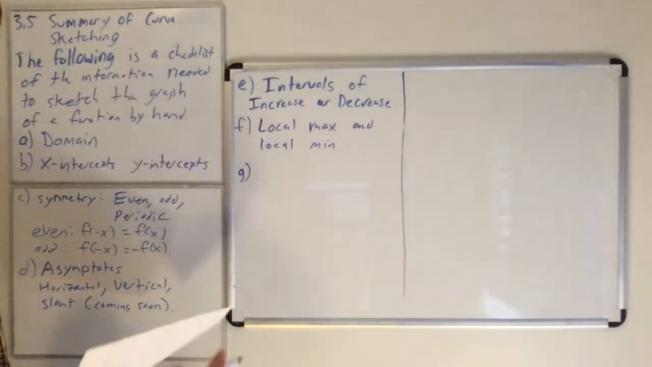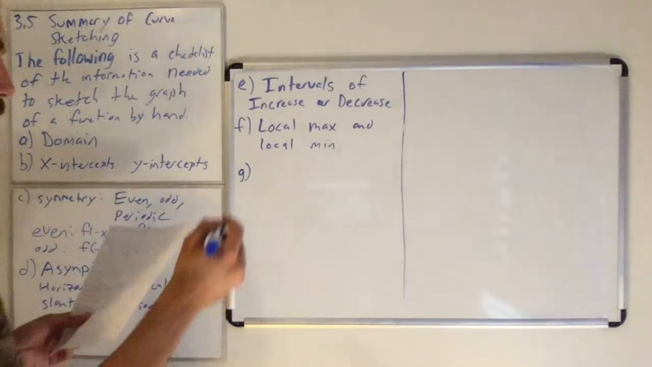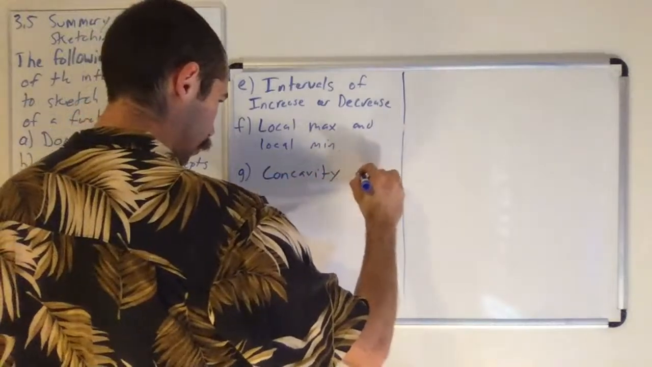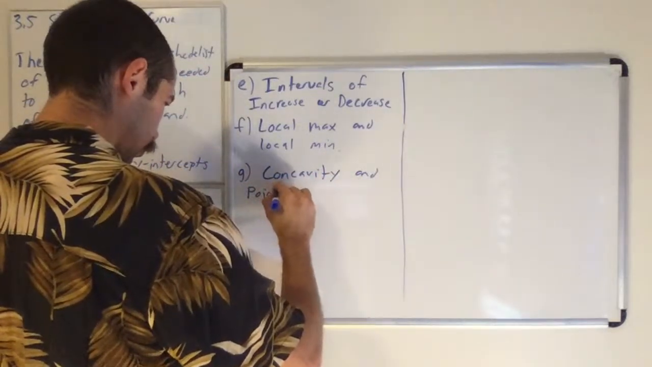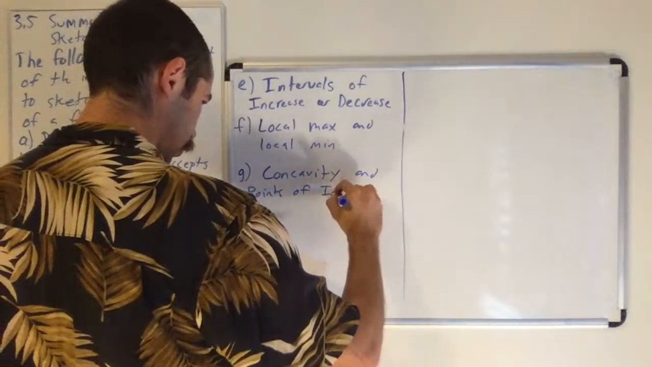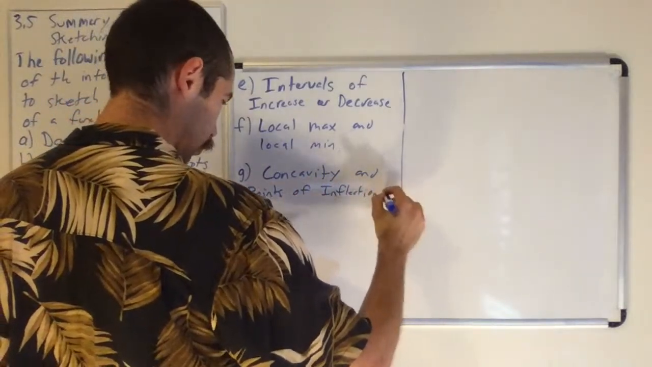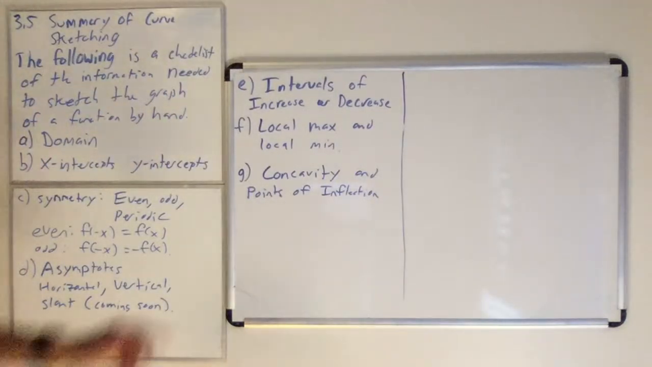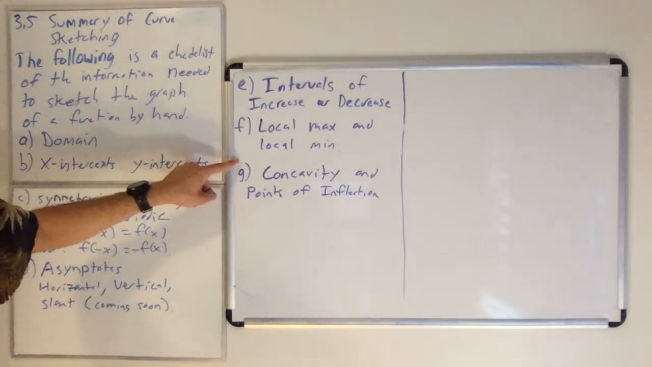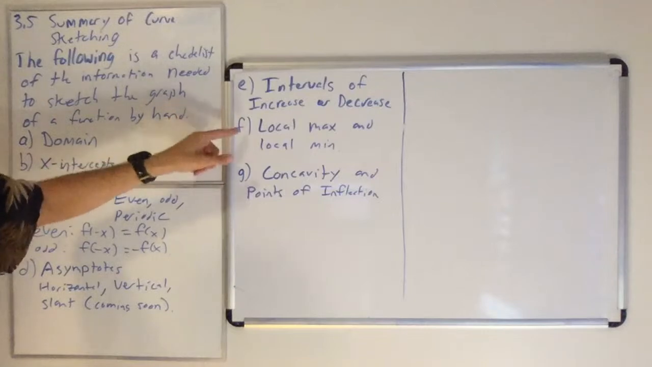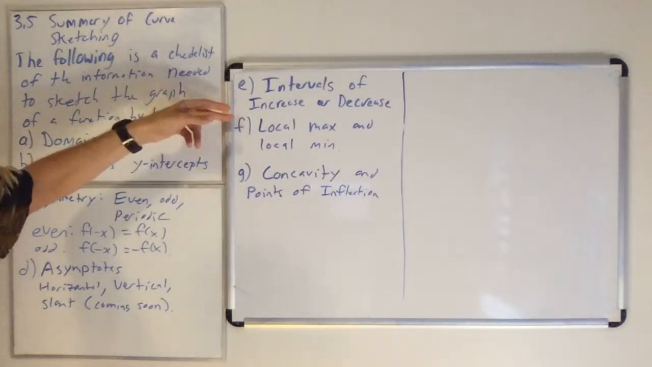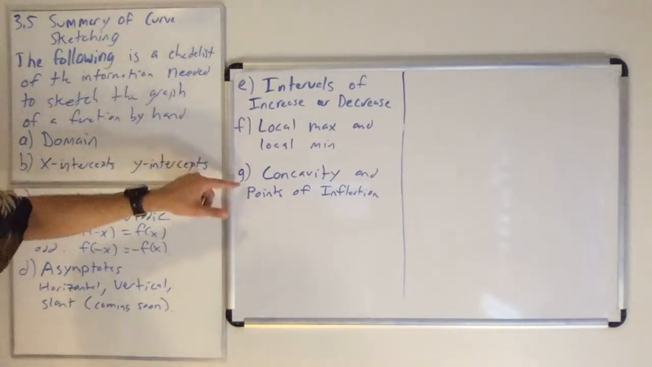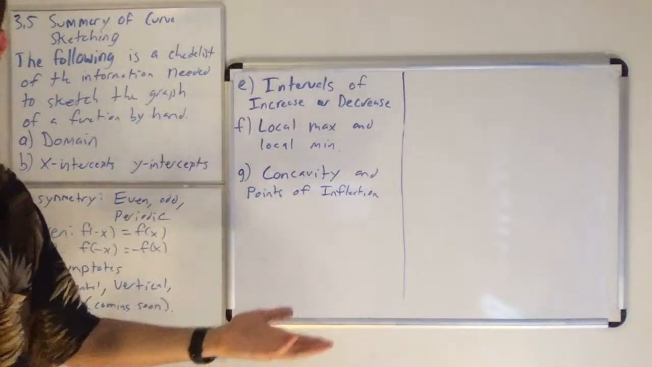is concavity and points of inflection. So how do we find the concavity and points of inflection? Yeah, Jared, you're right. We take the second derivative. So we'll take another derivative here, and we'll repeat the same process as before. We'll find when the second derivative is positive or the second derivative is negative.